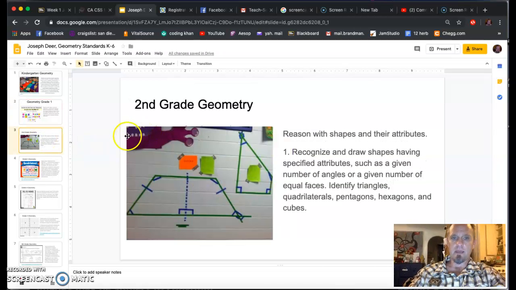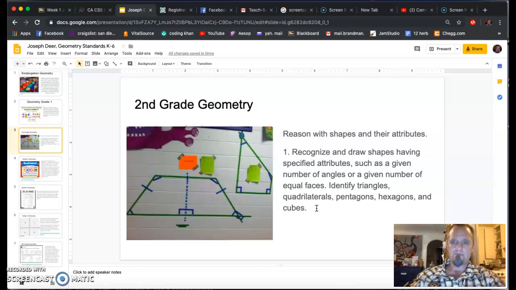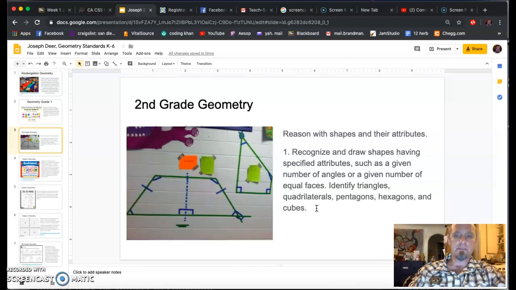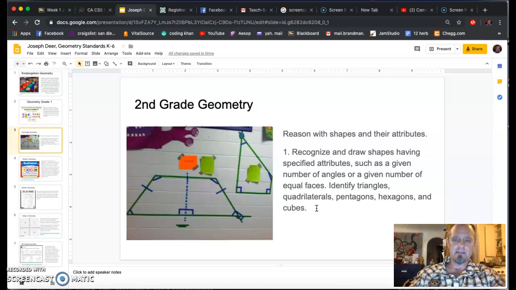So in grade 2, the kids recognize and draw shapes having specified attributes. So they learn to identify different kinds of shapes that are a little more complex, such as triangles, quadrilaterals, pentagons, hexagons, and cubes. So also getting into 3D shapes as well as 2D.